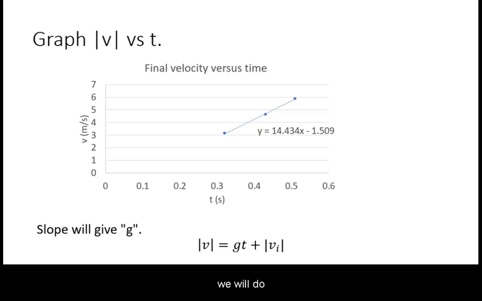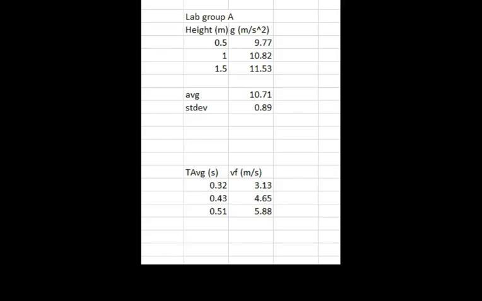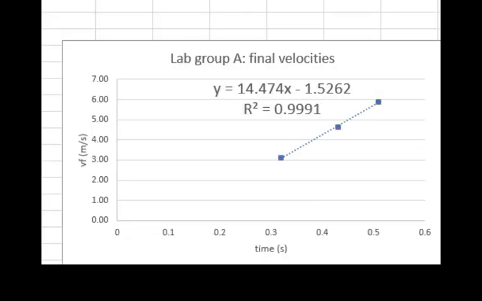This time, we will do an error analysis, but using a slightly different method. We start by creating a table of average times from those heights versus final velocity. From this, we can construct a velocity versus time graph, create a best fit line through it, and have our spreadsheet software calculate the R-squared value.